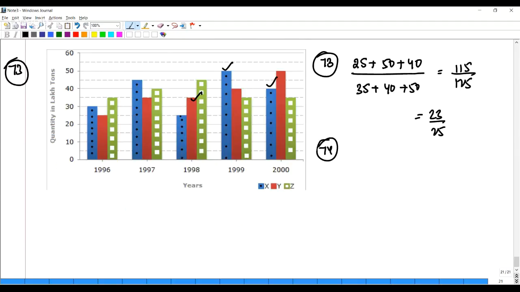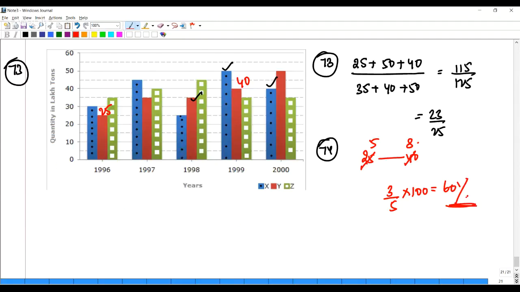74. What is the percentage increase in the production of company Y from 96? From 96 company Y, it was 25. From 1999, it became 40. 25 to 40 means 5 5s are 5 8s are. It will be increased by 3 by 5 into 100, which is equal to 60%.